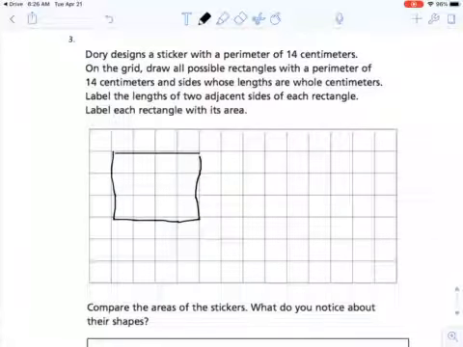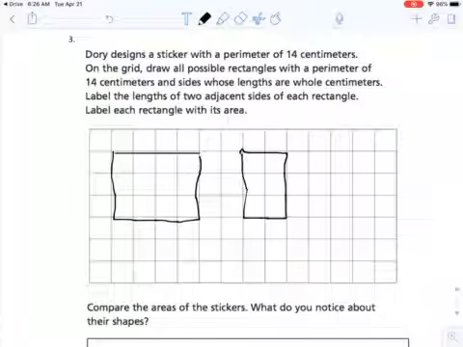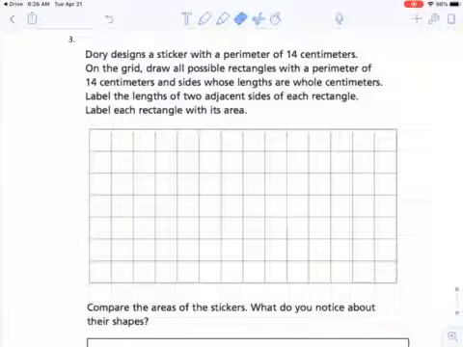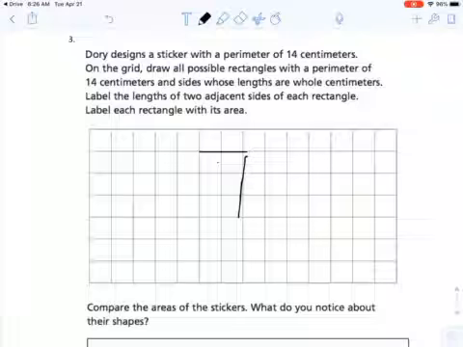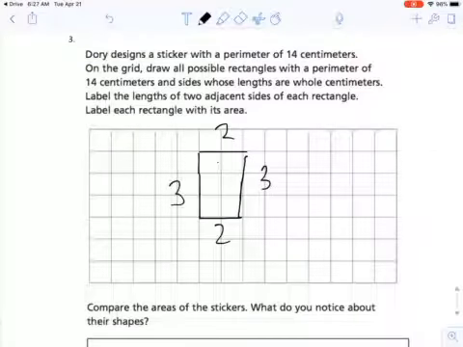So you're just going to play around trying to figure out what your different sides would be. I could do 1, 2, 3, 4, 5, 6, 7, 8, 9, 10. Not enough. One of them was enough, one of them wasn't. So you're going to try to make as many of those as you can. The perimeter just has to be 14, and then you're going to label it. So I have 1, 2, 3, and 1, 2, 3, 4, 5, 6, 7, 8, 9, 10. That's not enough, but I would label that one 2, that's 3, 2, 3.